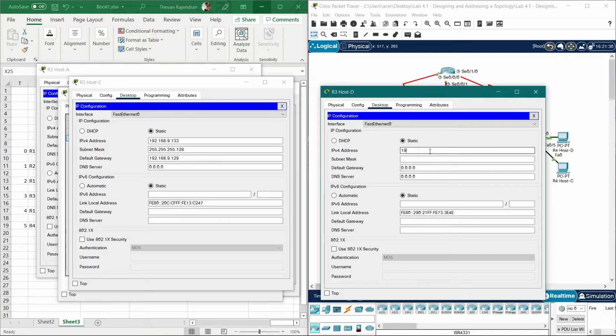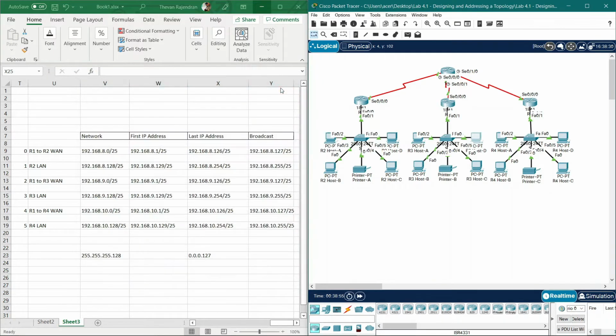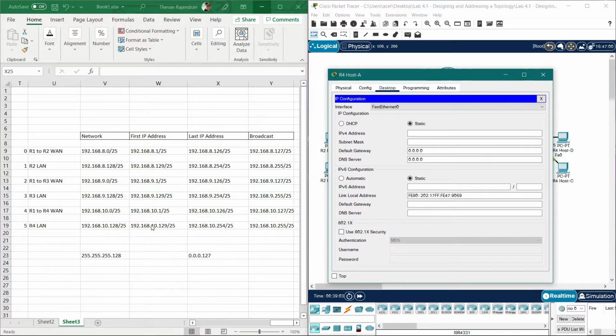And for the last PC, 192.168.9.134. Default gateway 192.168.9.129. Next is about the R4, which starts with 192.168.10.130.